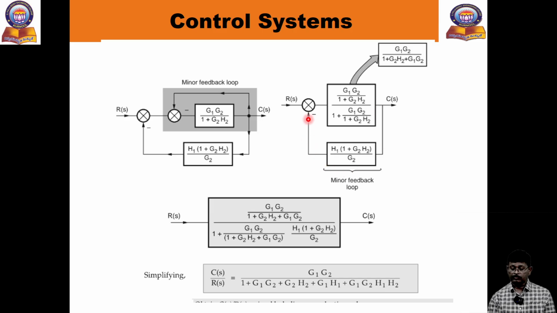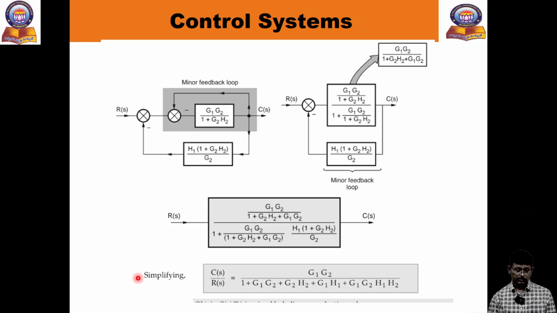Again one feedback here. Again it converts to G of S over 1 plus G of S H. So G1 G2 over 1 plus G1. After simplification, again you will get this transfer function value: G1 G2 over 1 plus G1 G2 H1 H2. So again we will get the whole value. So this is the simple way to reduce the block diagram to a single transfer function.